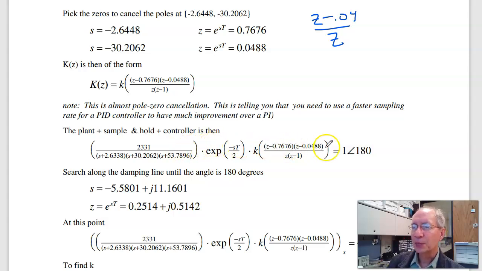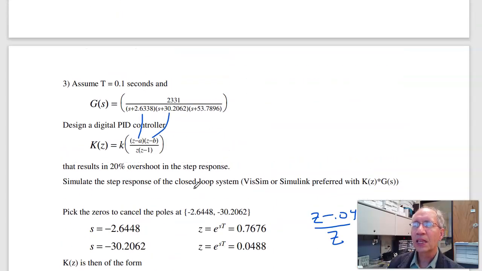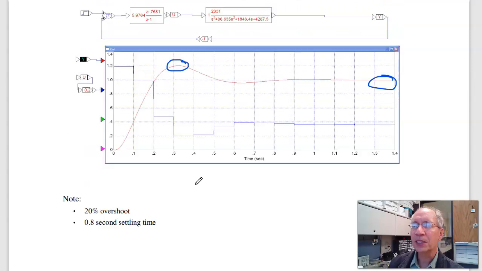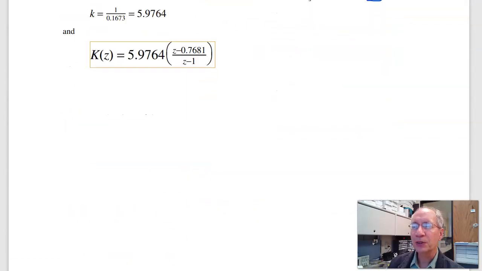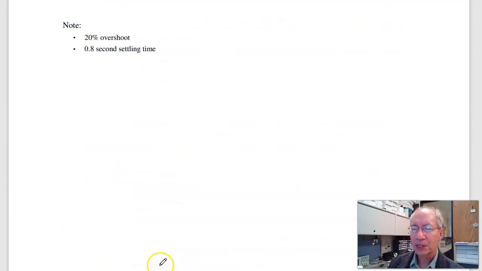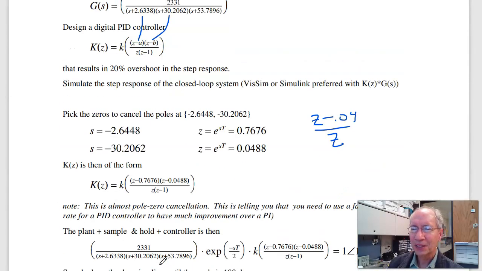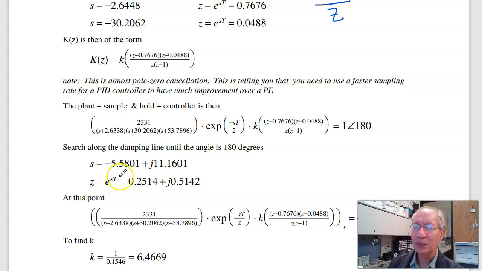Search until the angles add up to 180, and now I get the answer minus 5.58 plus j11.1. If you kind of notice, that's not a lot different than the last problem. Last problem I was at minus 5.22. This one is a little bit better, not much better. Instead of 5.22, it's 5.58. So basically, I didn't really do much.